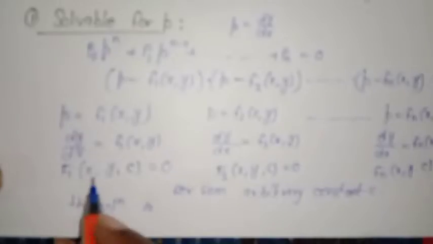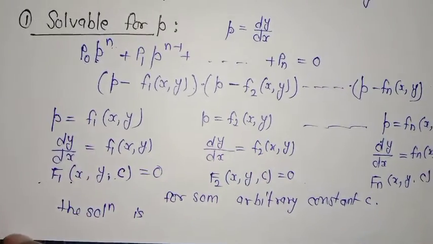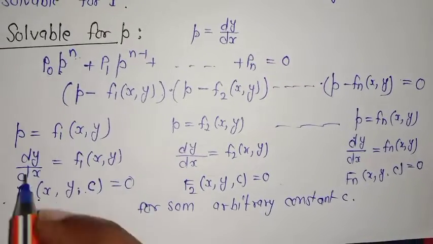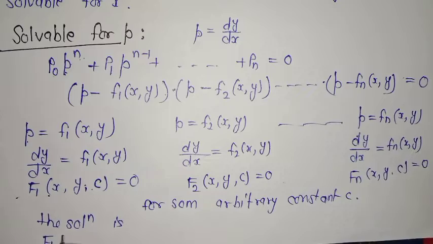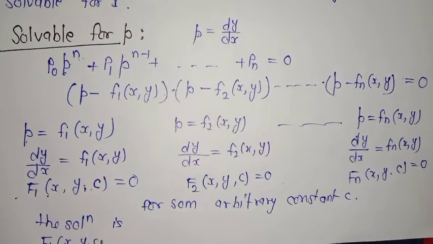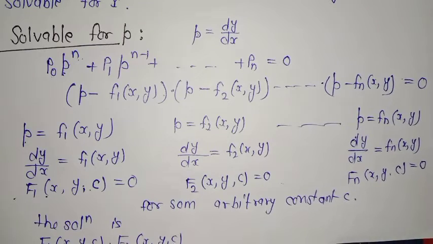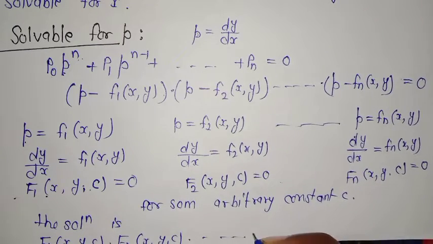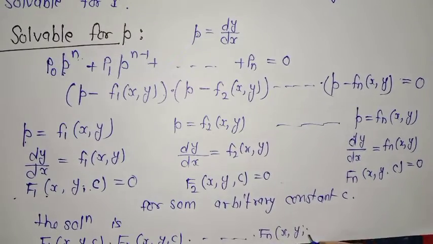Now the solution is nothing but the product of all these functions that we obtained after solving by the variable separable method. So when we solve this type of differential equation, the solution is f1 of x, y, c into f2 of x, y, c and so on, up to fn of x, y, c, and this is the general solution for this differential equation.